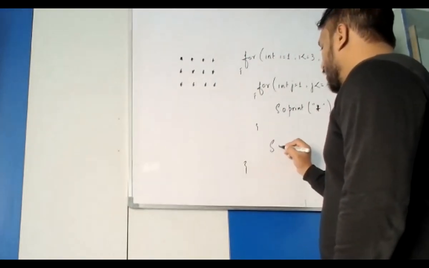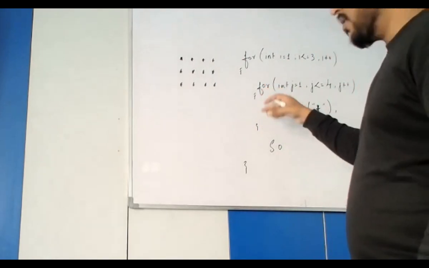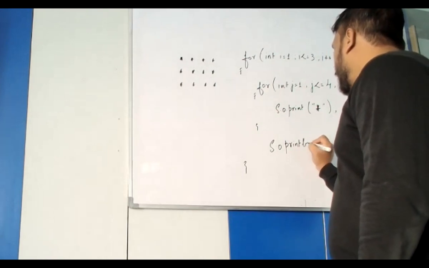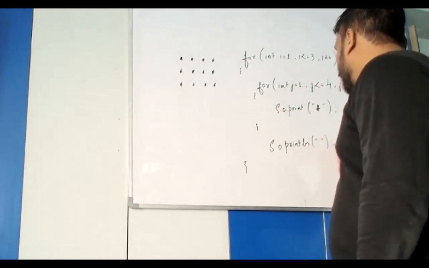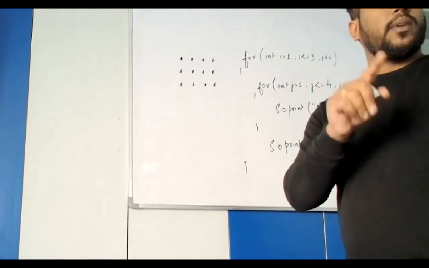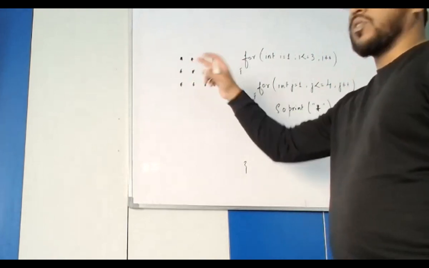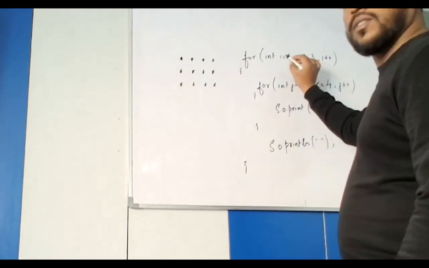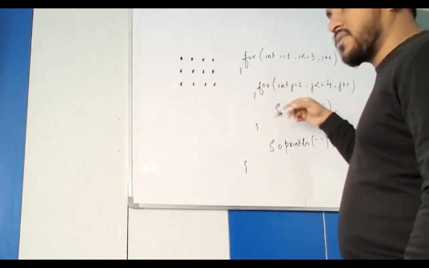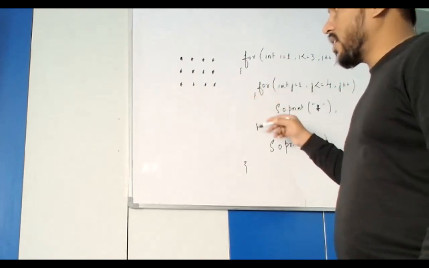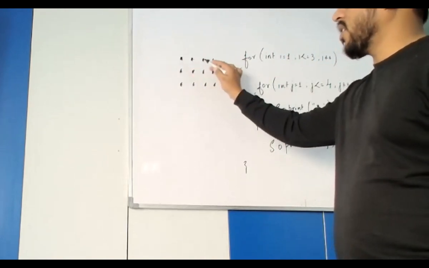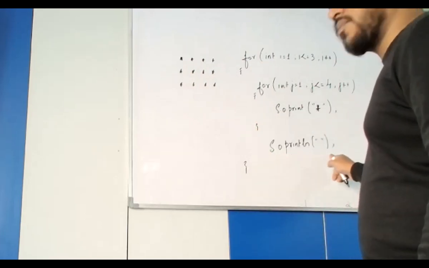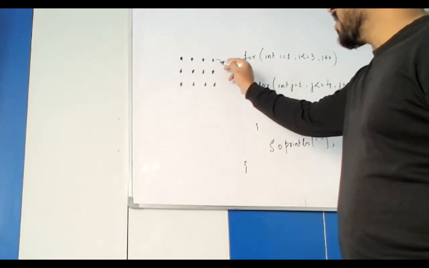Outside the inner for loop, write System.out.println, empty, nothing. Println always makes your compiler go to the next line. Now, first iteration, what is i value? 1. Go inside, how many times is this going to iterate? 4 times. It will print 1, 2, 3, 4, 4 stars. After that, System.out.println, it will go to the next line.